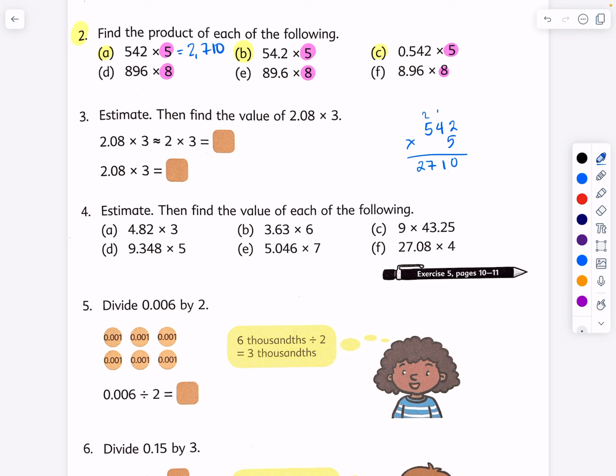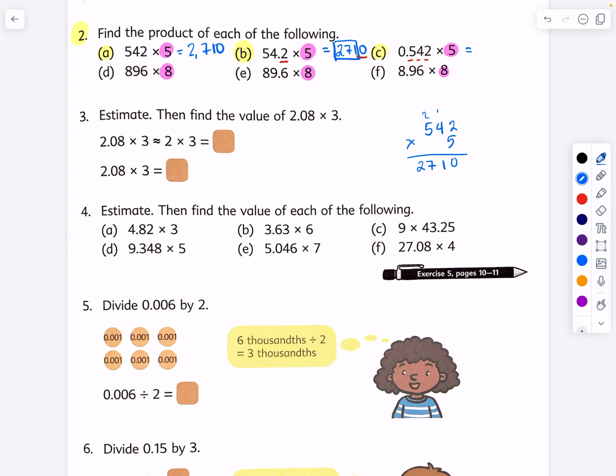2,710. Well, my friends, take a look. In the following examples, we're going to be multiplying 54.2 and 542 thousandths. So let's look at what the product will look like in examples B and C. We can basically copy the same digits, 2710, except we must have one decimal place in the final product. So the answer will be only 271.